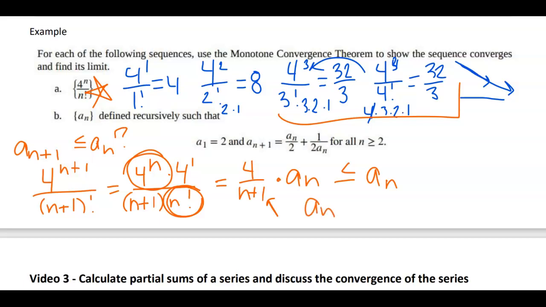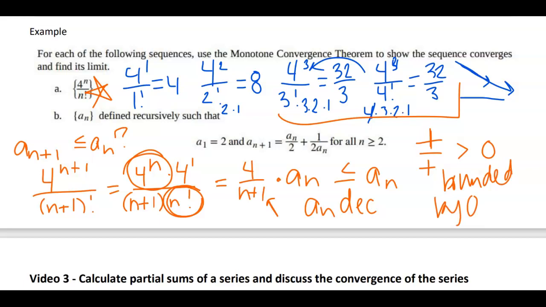That tells me that a sub n is decreasing. And all of these numbers, when I'm plugging them in, I'm going to get a positive over a positive, right? So these are always actually greater than 0. So I'm bounded below by 0. Therefore, this sequence must converge. And the limit that it converges to is 0, because I have numbers that keep getting smaller and smaller and smaller, but stay positive. So its limit is going to be 0.